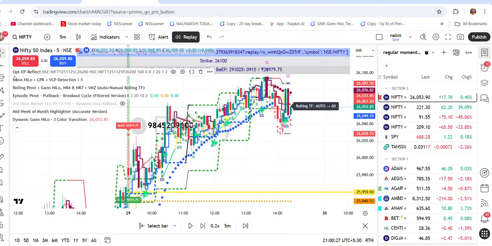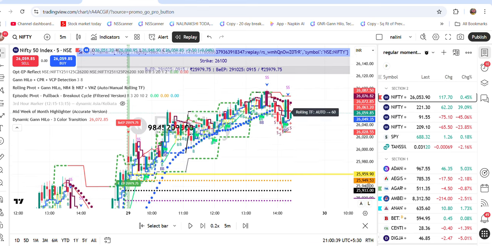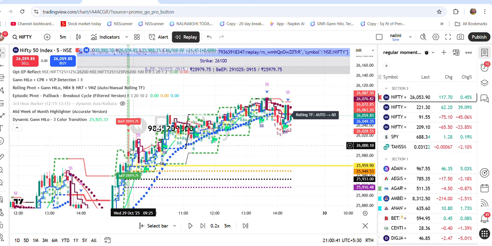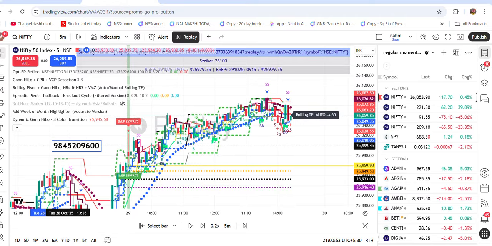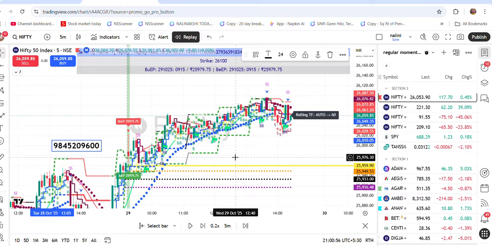This is the indicator option EP reflecting on the underlying. Another indicator is the episodic pullback breakout cycle indicator. Together with the indication, I'm capturing the straddle, which side it is going to move. It suggests the strike price and also the price of the option, whether it has to be above that level or below that level. So you will know the price also to go long.